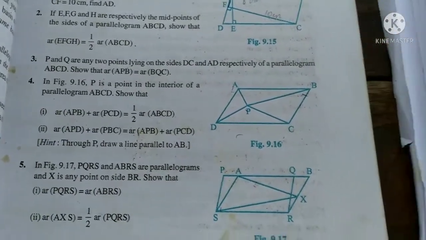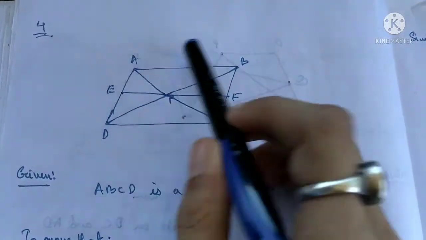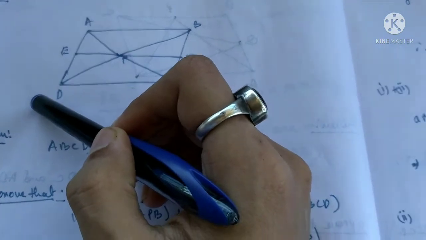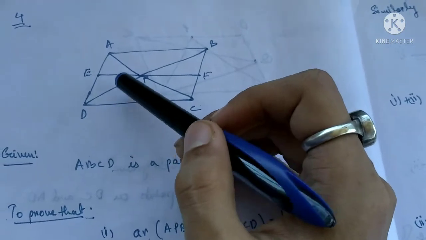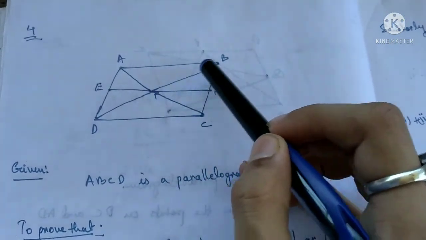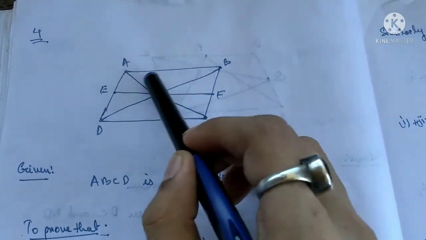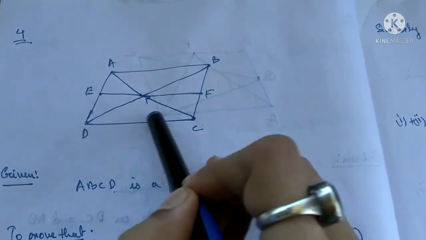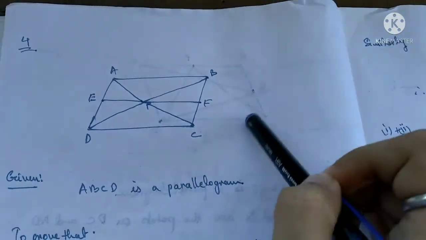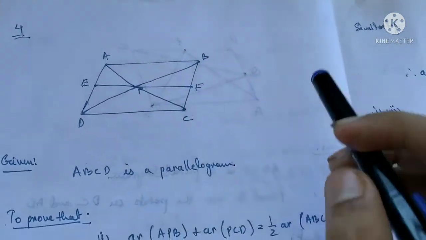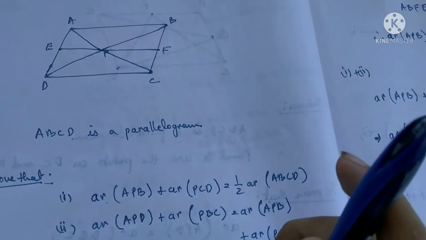There are two proofs here. So first of all, you see this is our diagram. ABCD is a parallelogram, and P is a point in the interior of this parallelogram. I have to prove that area of APB plus area of PCD, area of the above triangle plus area of this below triangle PCD, is equal to half area of this whole parallelogram ABCD. That one I have to prove here. So first of all I will write given that ABCD is a parallelogram.